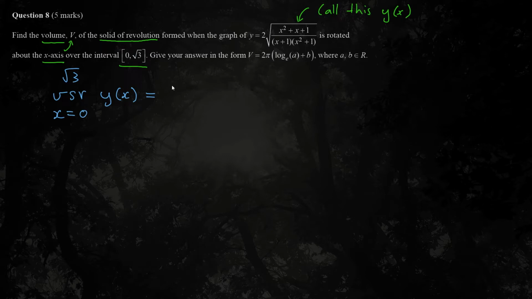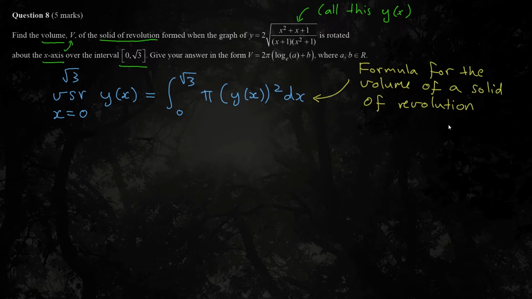Hopefully, you've been doing these all year, so you know that this is the integral from 0 to root 3 of pi r squared dx. Because most people coming into this probably already know this formula and understand where it comes from, I'm not going to spend time explaining it. But if you need an explanation, Google the phrase in yellow that I've just written, and you should be able to find one.